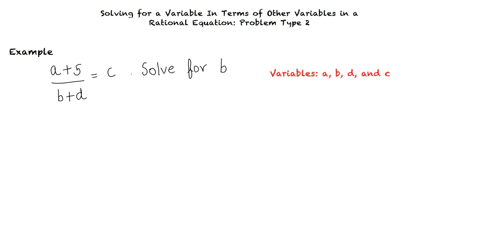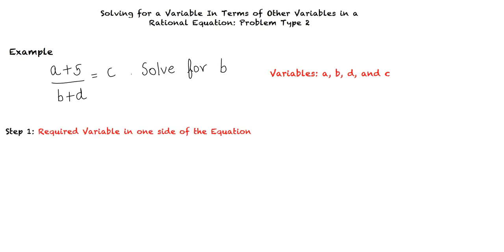That is right. Variables are quantities whose values are not fixed, and we have 4 variables a, b, c, and d, and one constant 5 in this problem. Here, we are required to solve for one variable b in terms of other variables a, d, and c.